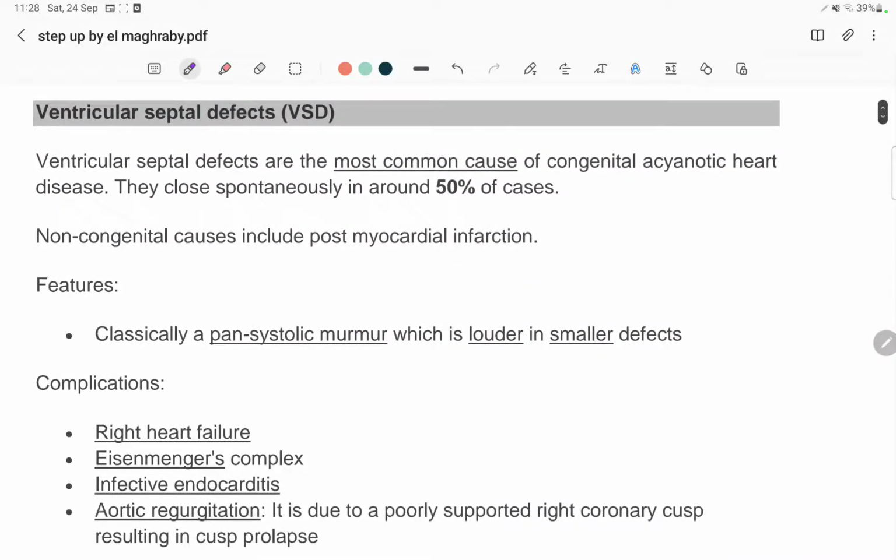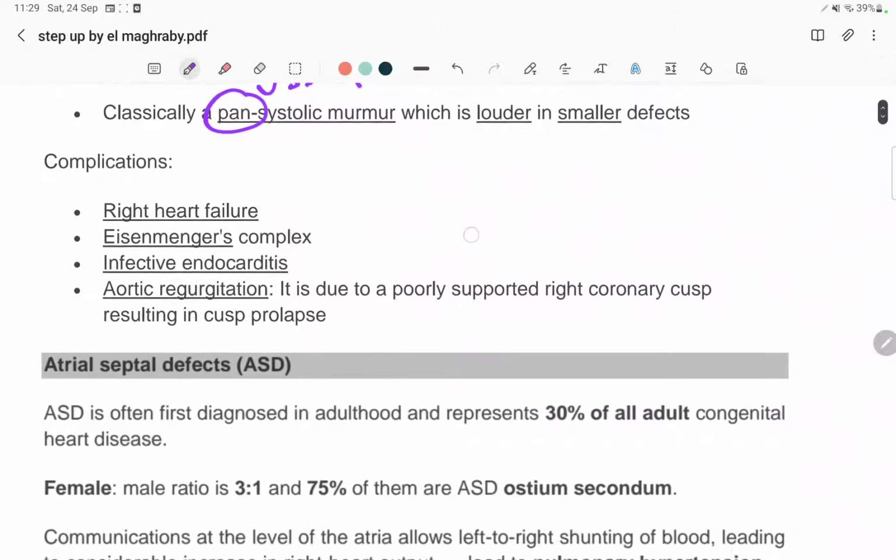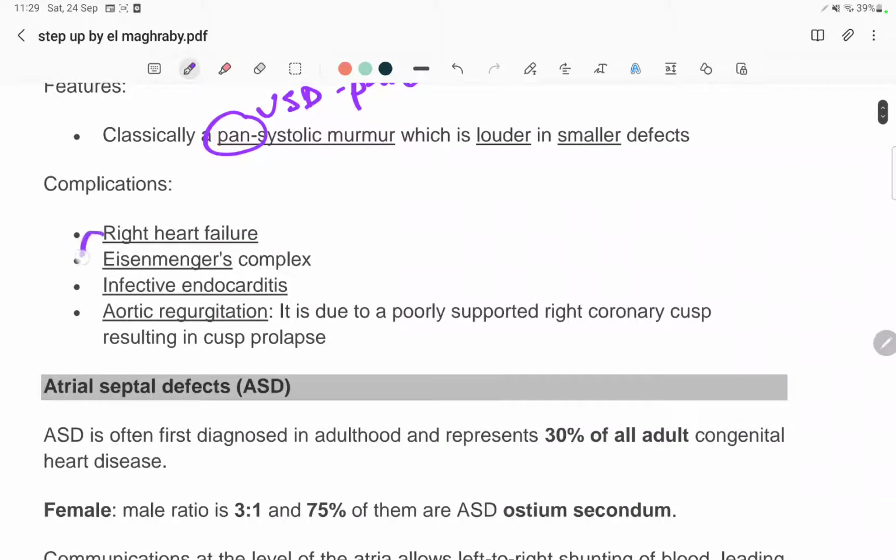VSD is the most common cause of congenital heart disease. They close spontaneously in about 50% of cases. Non-congenital causes include post-myocardial infarction. Features: classically a pan-systolic murmur, which is louder in smaller defects. Complications include right heart failure, Eisenmenger complex, infective endocarditis, and aortic regurgitation due to poorly supported right coronary cusp, surrounding aortic collapse.